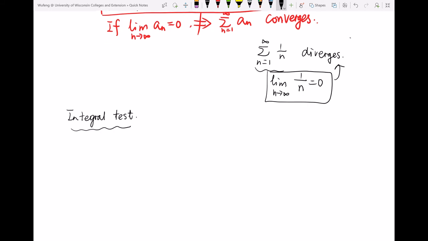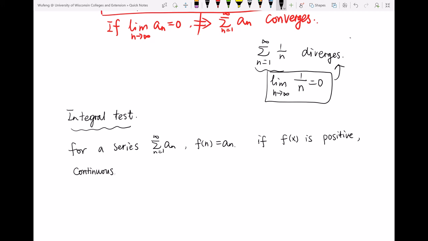So what is the integral test? For a series from n equals 1 to infinity of an, we define f(n) equals an. And if we have three conditions: f(x) is positive, continuous, and decreasing for x bigger than or equal to 1.